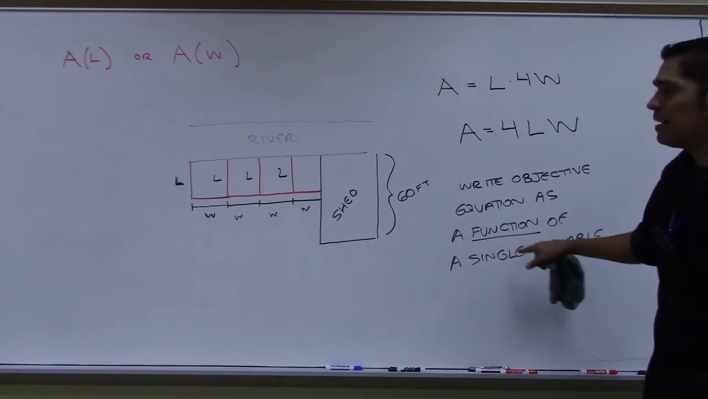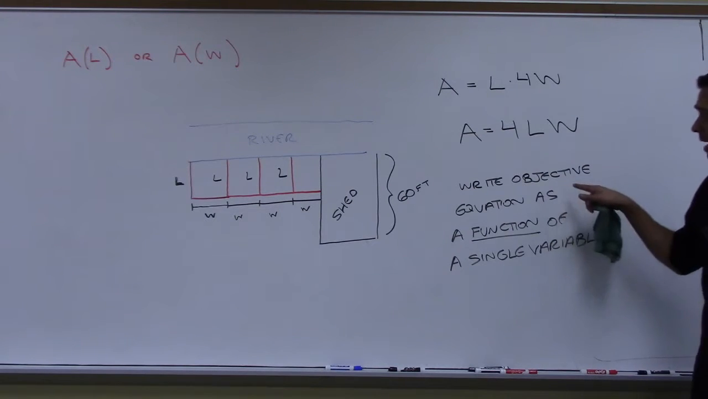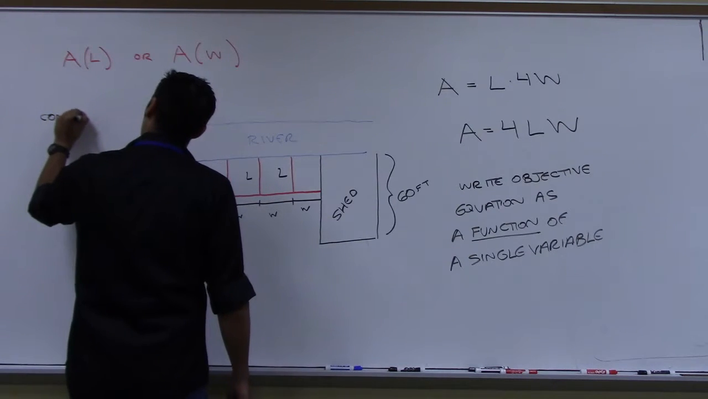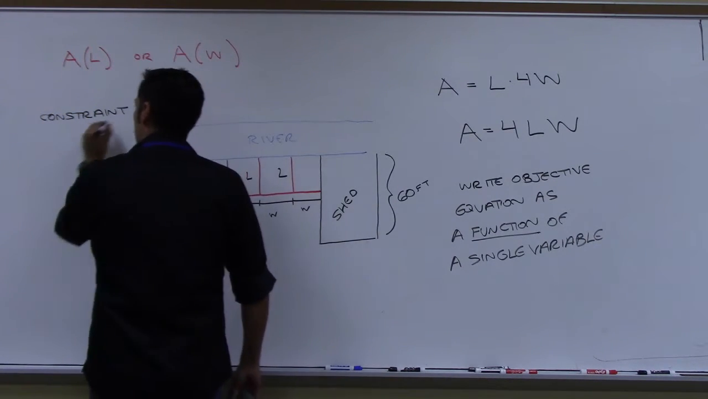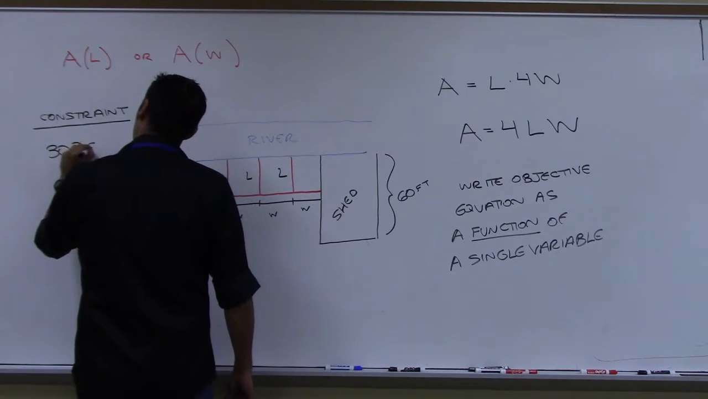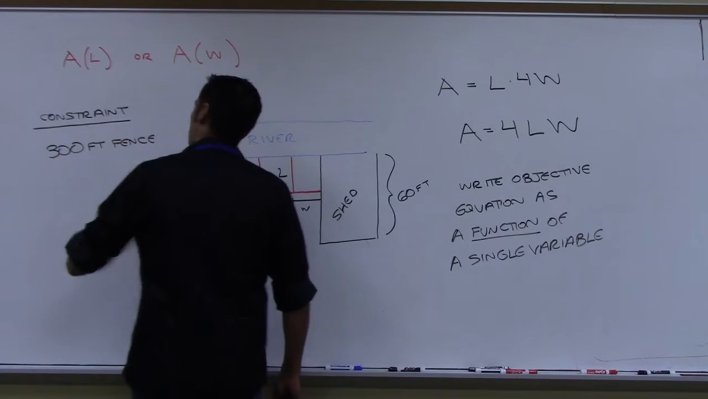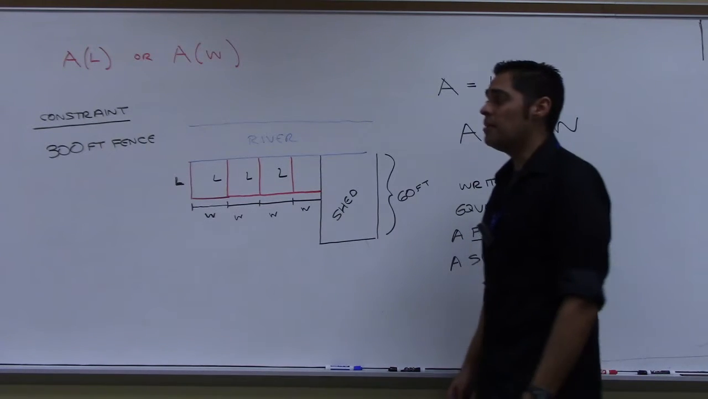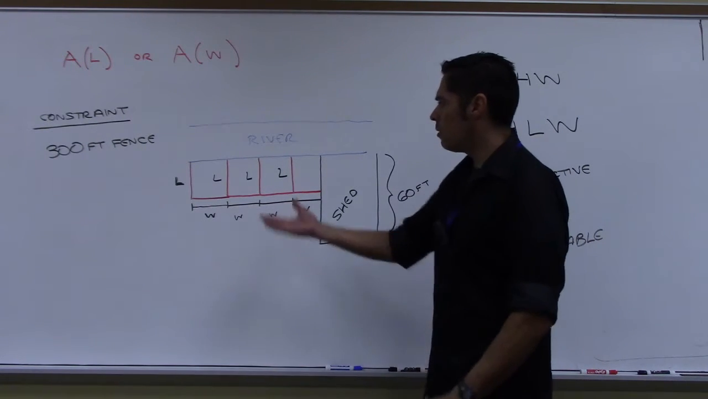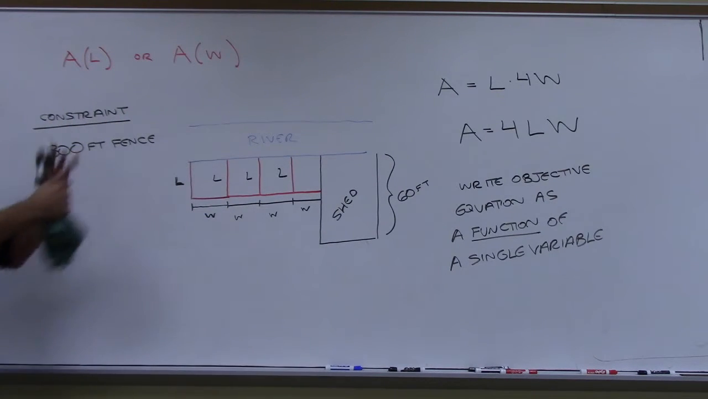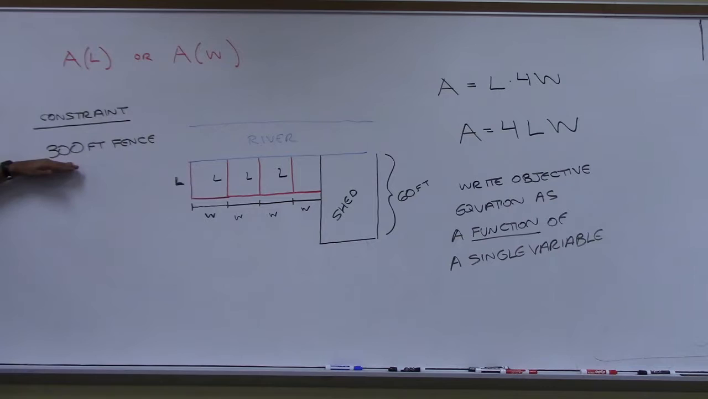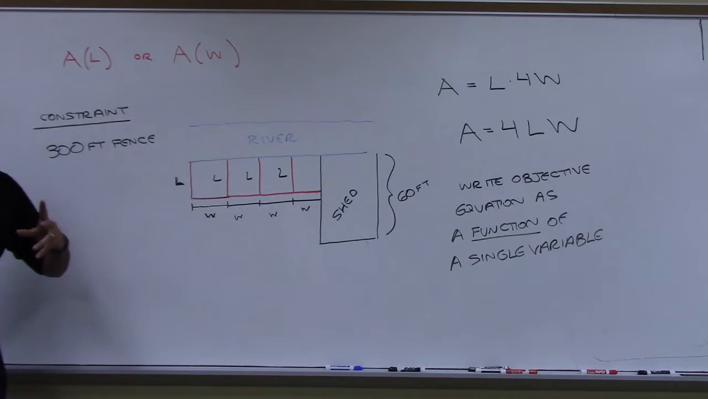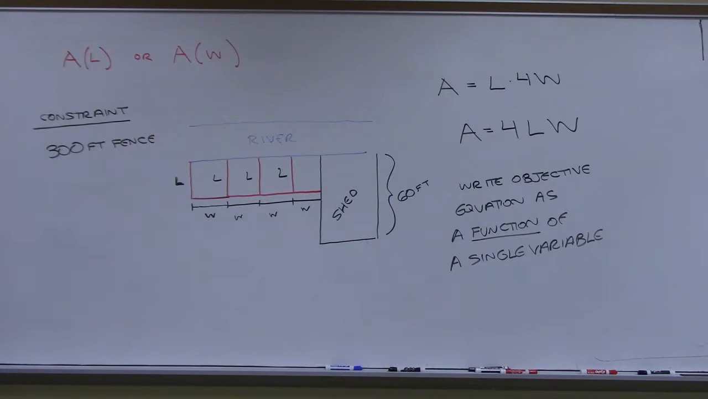So my goal is to try and get this to happen, right? To come up with my objective equation as a function of a single variable. I'm going to note that my constraint in the problem is 300 feet of fence, right? I need to turn that into an equation. So tell me what the 300 is here. When I put this whole thing together and I build it, 300 should be the total length of all of these together, right? How could I write that algebraically into an equation?